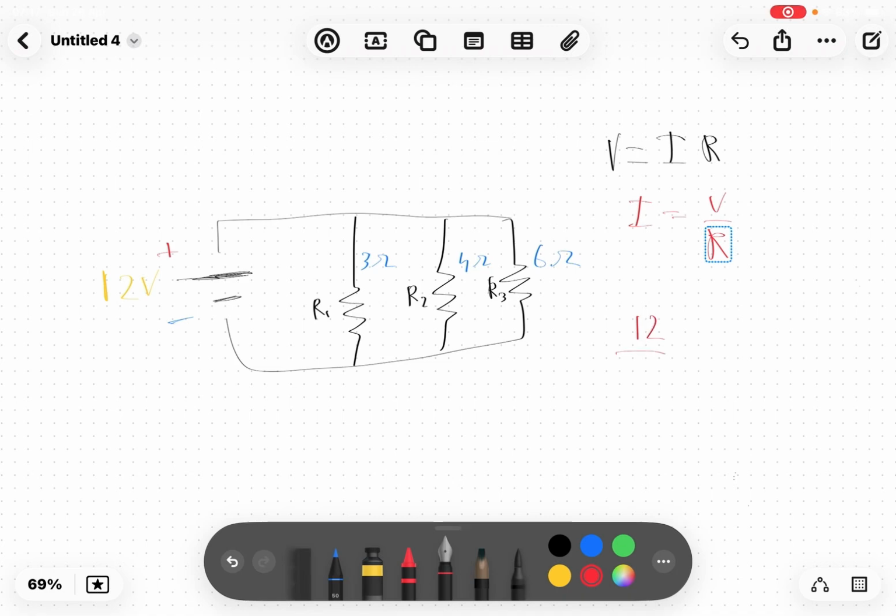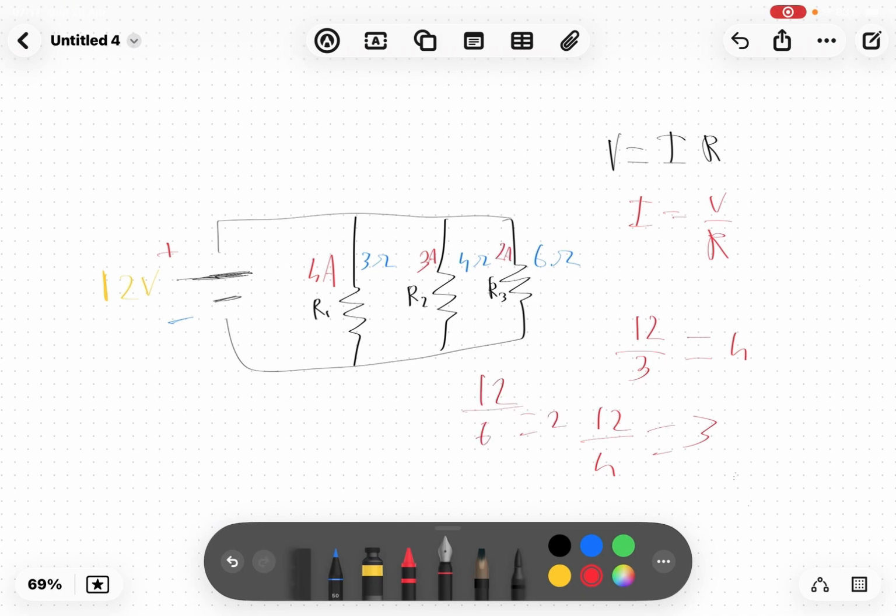12 over 3. Let's do the first one, and that will go to 4. So in R1, the current is 4 amps. In R2, 12 divided by 4 is 3. So in this one it's 3 amps. In this one, 12 divided by 6 equals 2.